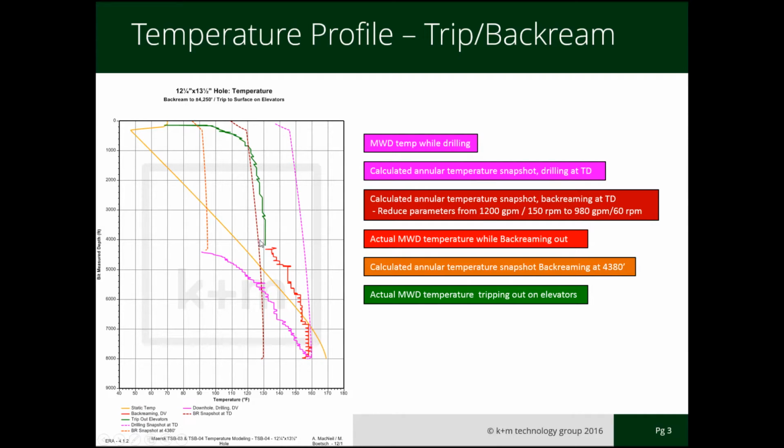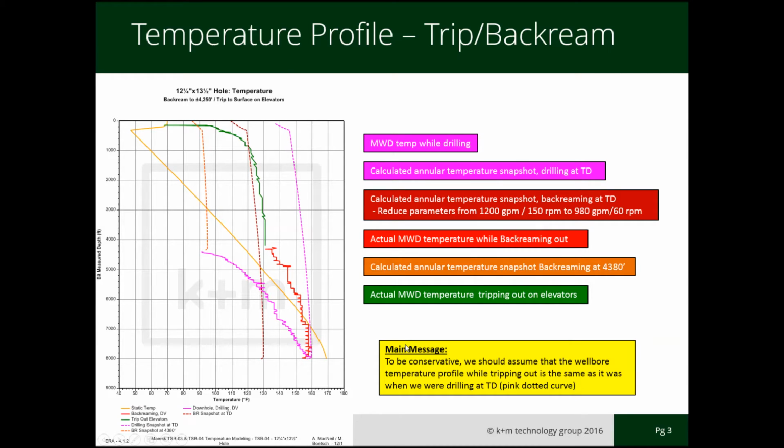Rather than the brown or the gold dotted curve. So what that means is when we go to simulate our trip out or even backreaming out, what we ought to do is be conservative and assume that the wellbore temperature is no different than it was when we were drilling at TD. And therefore, we've introduced that option in ERA version 4.2. You can select what the temperature profile was when you finished drilling at TD as one of your options when you go to trip out or go to trip in. So I just want to point that out. We'll come back and look at that in the software in a minute.